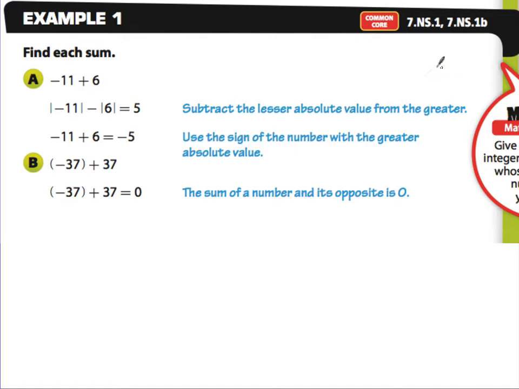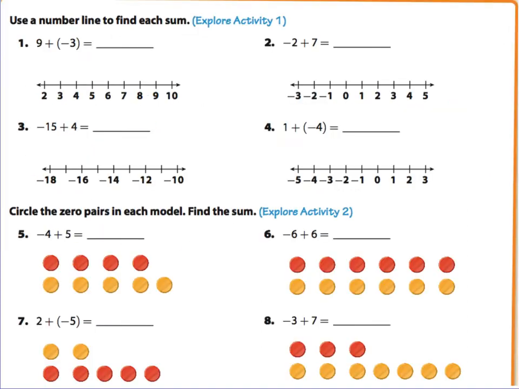All right, so again, you have an example here of finding the sum. You can read this. We're going to jump to the next ones where we try it on our own. So here, use modeling on the number line. I would like you to try 1 through 4 and then come back and check your answers.